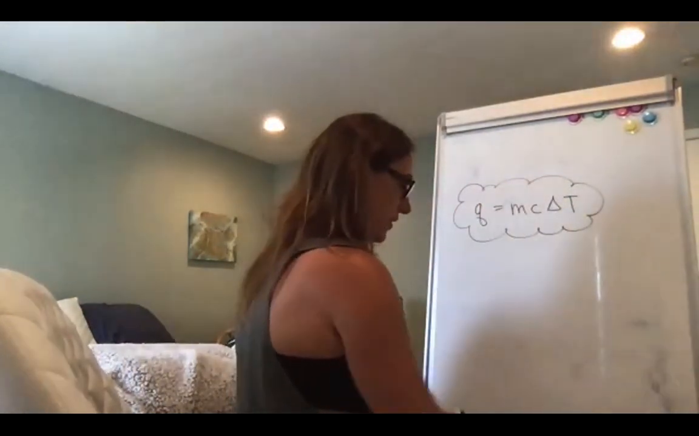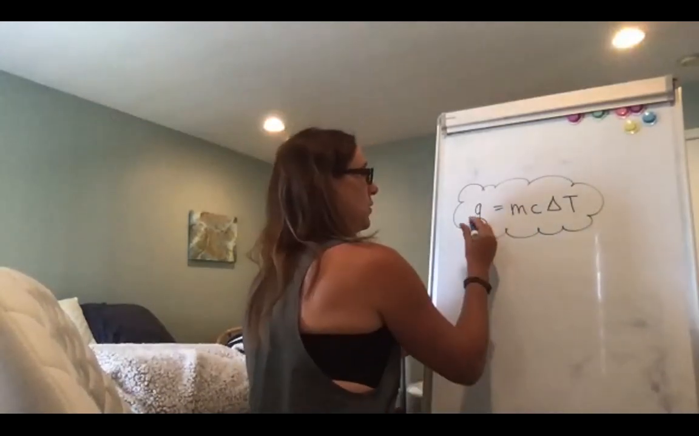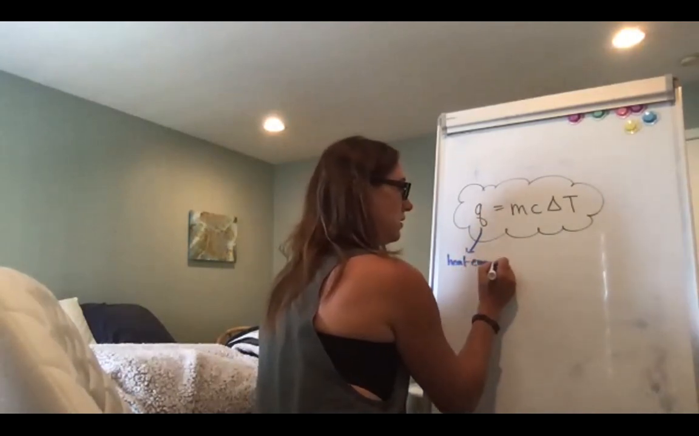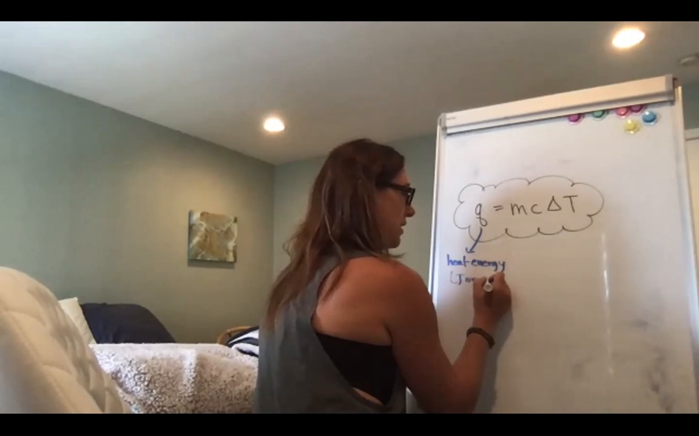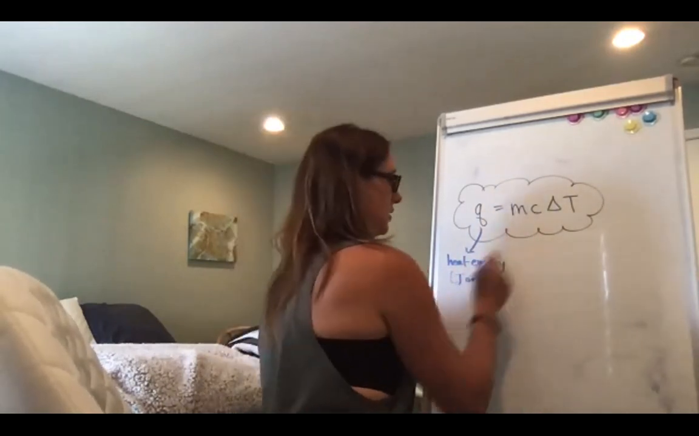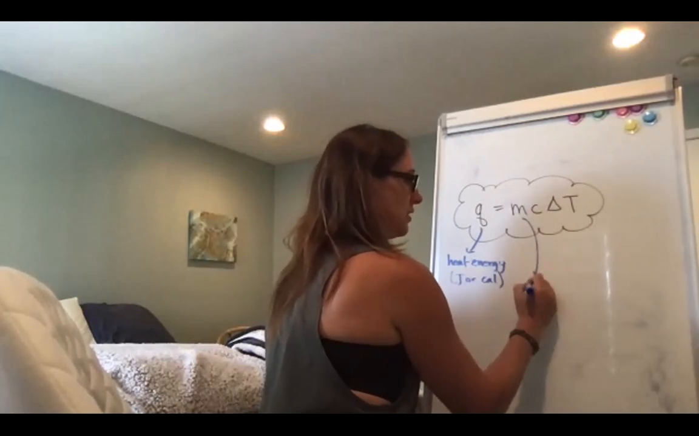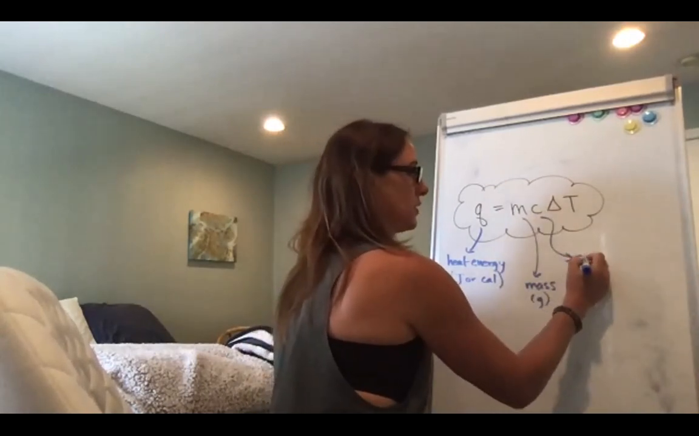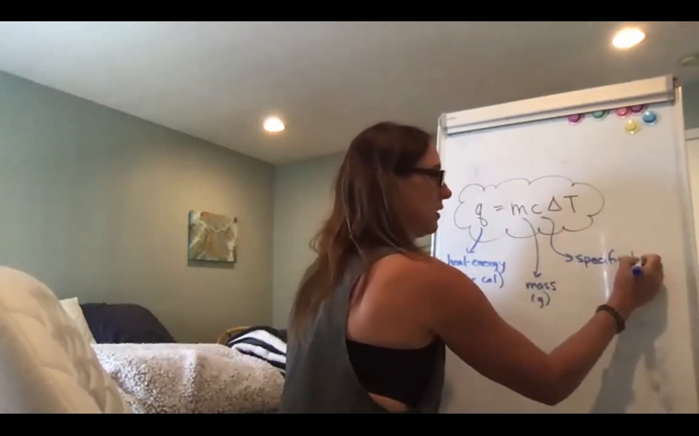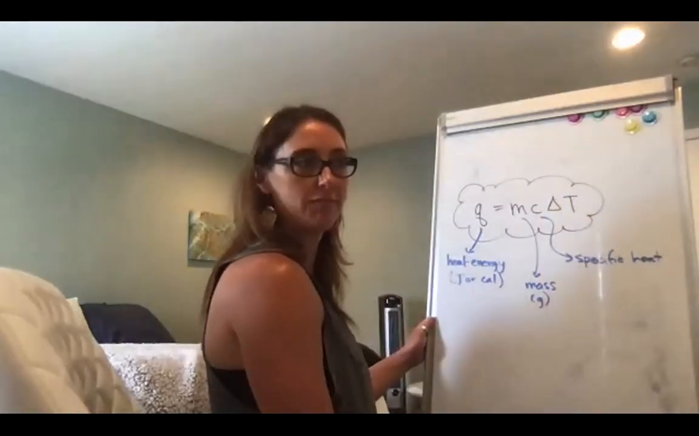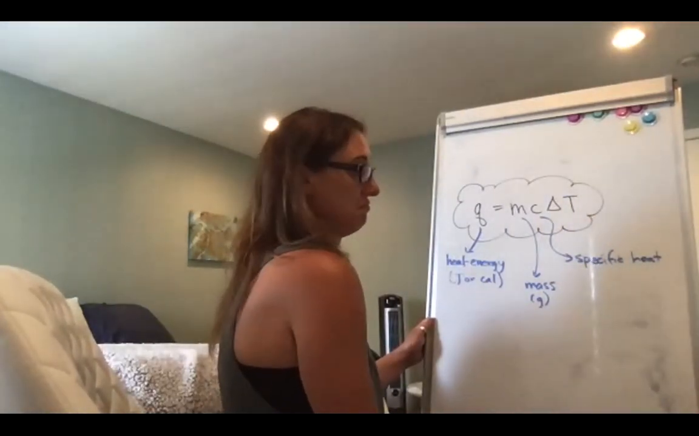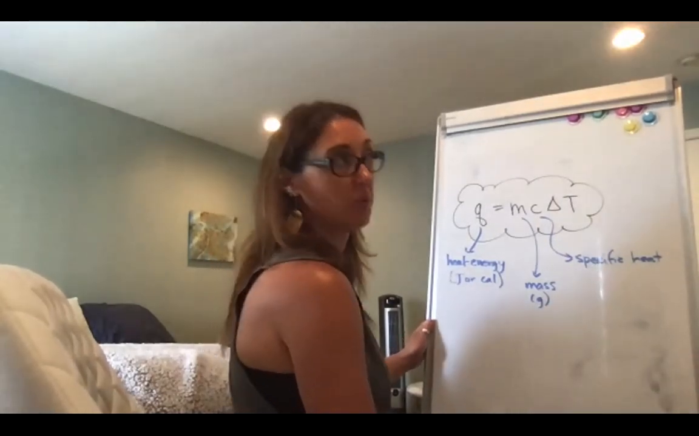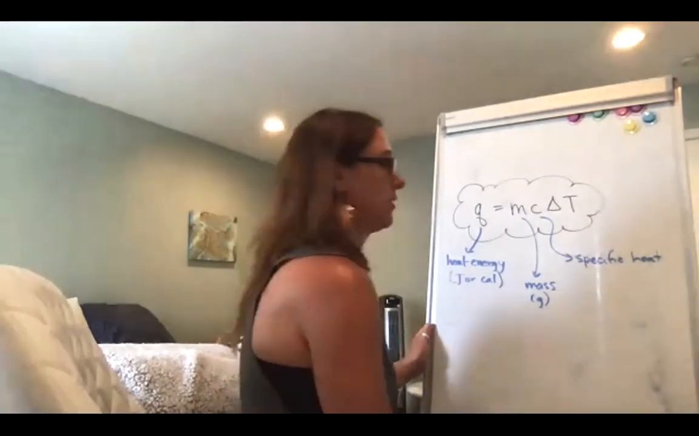And it's usually a pretty simple plug and chug style of problem, where the Q stands for heat energy, and it'll be in joules or calories, most of the time in joules or calories. The M stands for mass, which is in grams. The C stands for specific heat. I don't know why they chose C instead of S. I don't know, the S must be taken up by seconds, or entropy is S. Anyway, the C stands for specific heat.